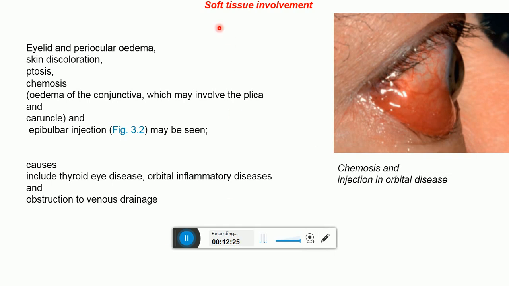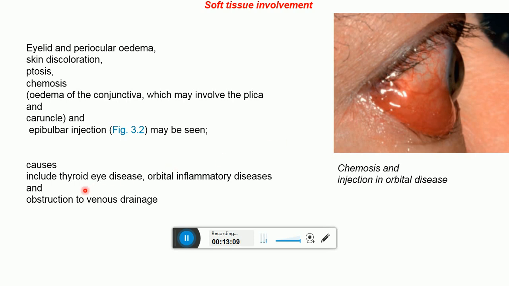Next is soft tissue involvement. There will be eyelid or periocular edema. There will be skin discoloration. There will be ptosis, chemosis. Chemosis is the edema of the conjunctiva, which may involve the plica and caruncle, and epibulbar injection. Here you can see chemosis and injection in orbital disease.